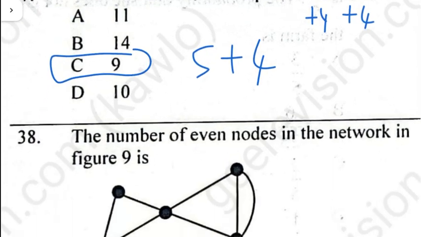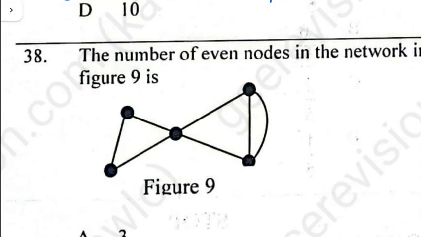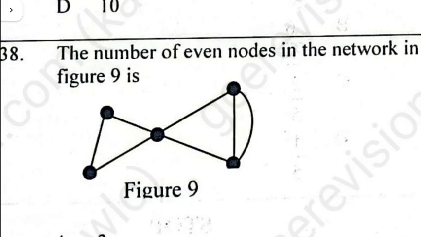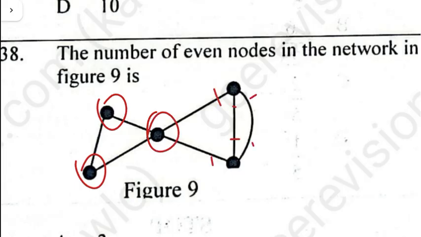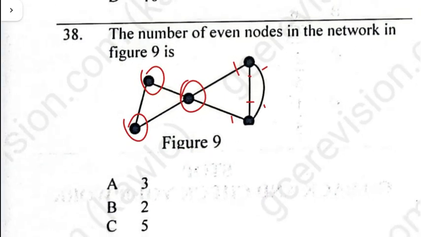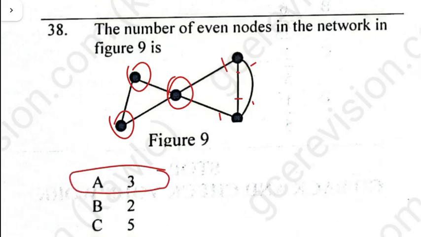Question 38. The number of even nodes in the network in the figure is. So what's an even node? An even node is a node where we have an even number of arcs meeting it or leaving it. So this is an even node because we have 2 arcs leaving that one. This is an even node and this is an even node. The other nodes are odd nodes because this one has 3 arcs. So it's an odd node. This is also an odd node. So how many even nodes are here? There are 3 of them. Okay, so we have 3 even nodes.